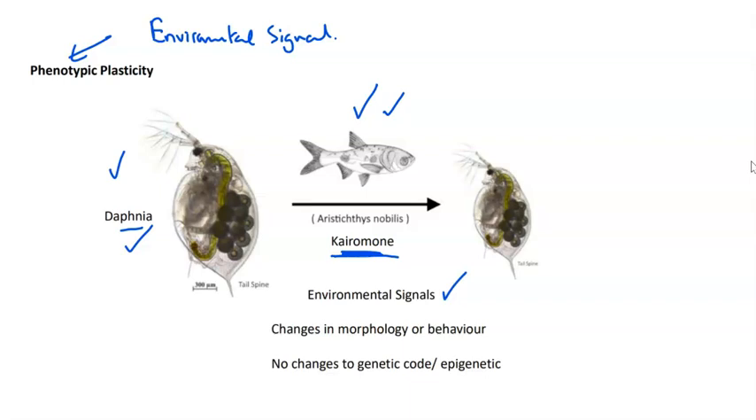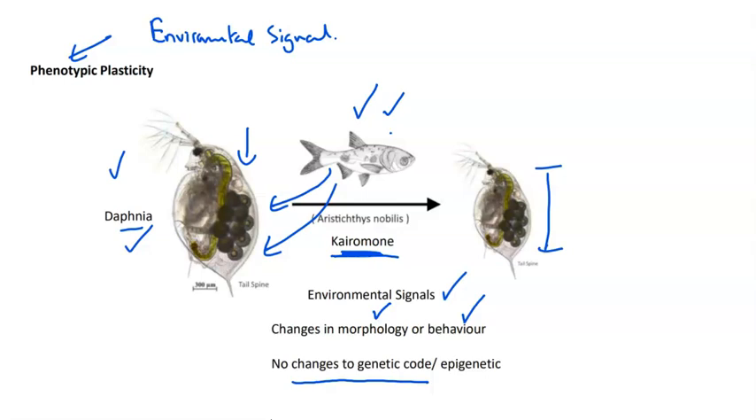And what this is going to do is result in a change in both morphology and/or behavior. Note, it's important to stress that what is not happening here is a change to the genetic code. So in response to the presence of the predator fish and the chemical coming from the predator fish to Daphnia, the body of the Daphnia significantly shortens. This has been statistically measured and is a statistically significant reduction.